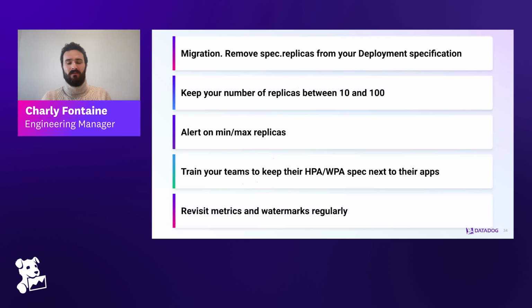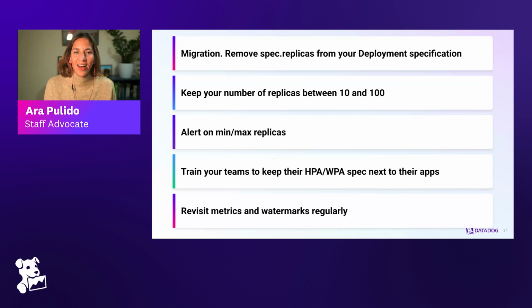Now, all is not green, pink and rosy, and there are some lessons learned. I think my favorite one is just to revisit metrics and watermarks regularly, because what might work today is not necessarily valid tomorrow. And make sure that you alert when you reach the maximum number of replicas or the minimum number of replicas. Another one is to educate the developers so that they understand how it works. Especially during incidents, you need everyone to understand the life cycle so that they can take the right actions and move the WPAs in dry run, for instance, and make the best of this controller.